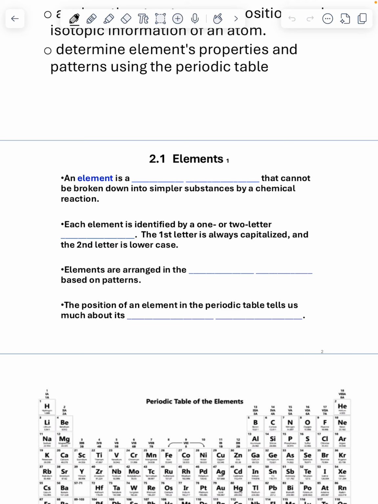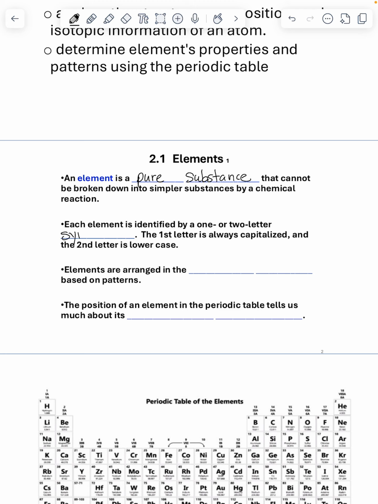So here we go. We've learned already that an element is a pure substance. So think about what you've learned about pure substances. One of our definitions was that pure substances cannot be broken down into simpler substances by a chemical reaction. So an element is a pure substance.